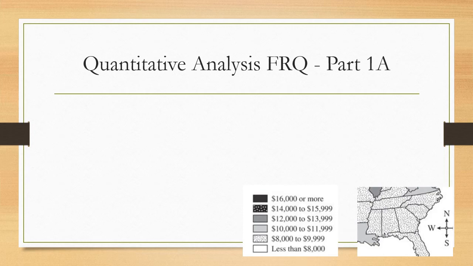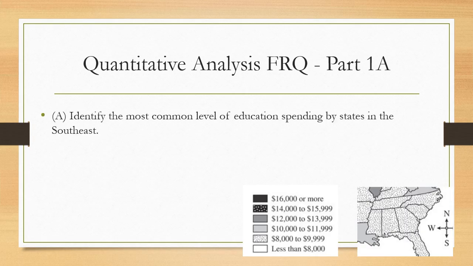All right, so I want to go through each part of the question and show you exactly how it should look in outline format, parroting the question, using the language of the question. All right, so part 1A. Identify the most common level of education spending by states in the Southeast. Again, this is an identify question, so we're going to get right to the point. And down here, states in the Southeast are here, so it's 8,000 to 9,999.